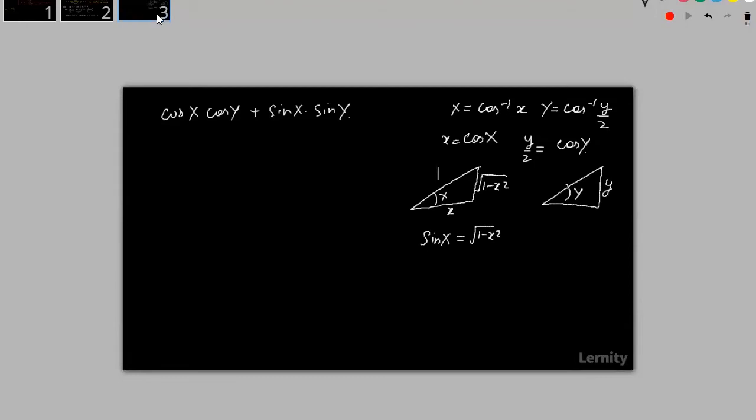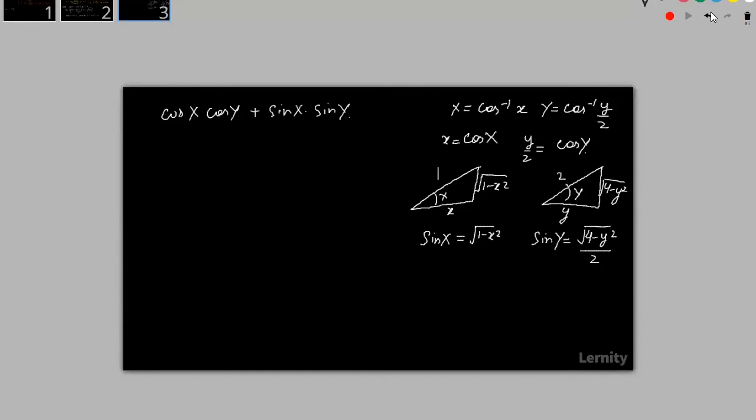Sorry, this base will be y. This is 2. So this will become under the root of 4 minus y square. So I can write sine of capital Y is equal to under the root of 4 minus y square by 2. Okay, so these are the two values.